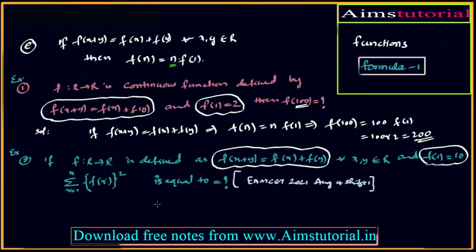Next one is a very, very important model. If f(x+y) = f(x) + f(y) for all x, y belongs to R, then f(n) = n times f(1). If f(x+y) = f(x) + f(y), then f(n) is n times f(1). See one example, not exactly an example. Eamcet 2021 August 4 shift 1.